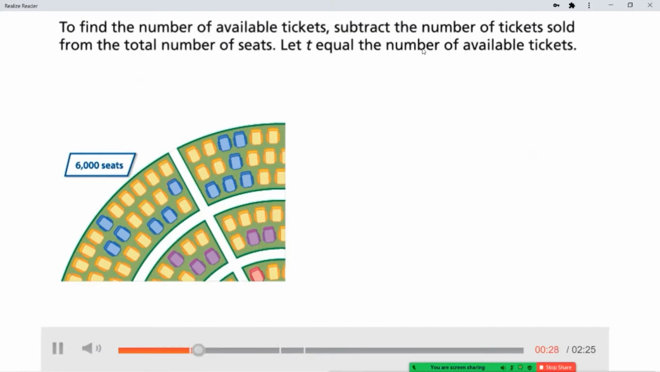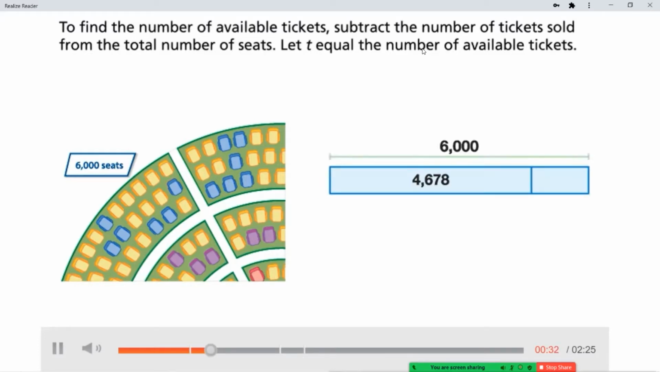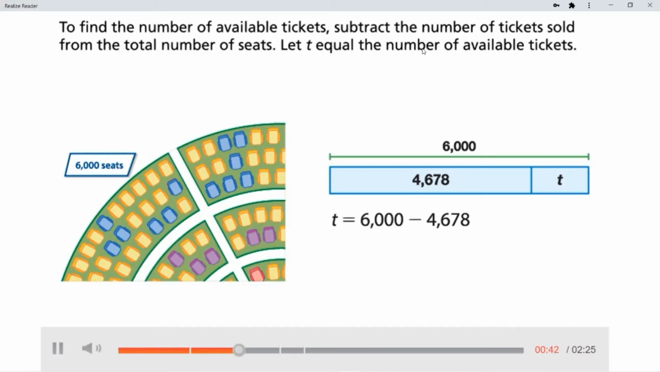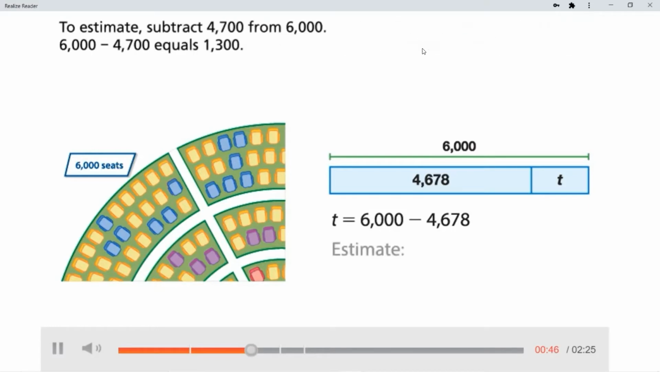To find the number of available tickets, subtract the number of tickets sold from the total number of seats. Let T equal the number of available tickets. T equals 6,000 minus 4,678. To estimate, subtract 4,700 from 6,000. 6,000 minus 4,700 equals 1,300.